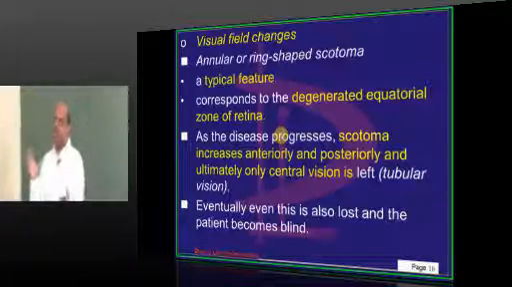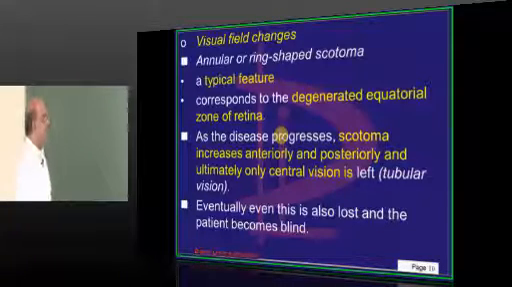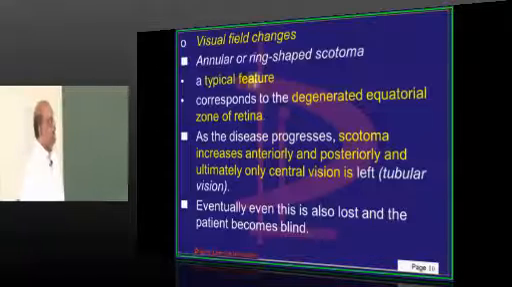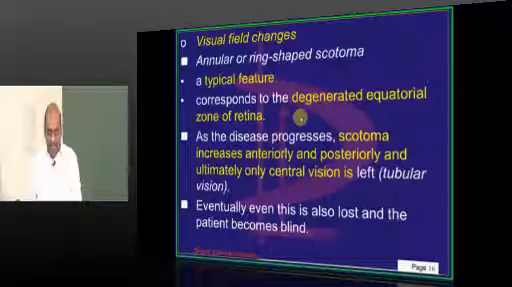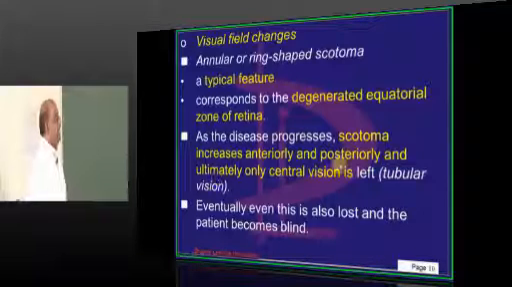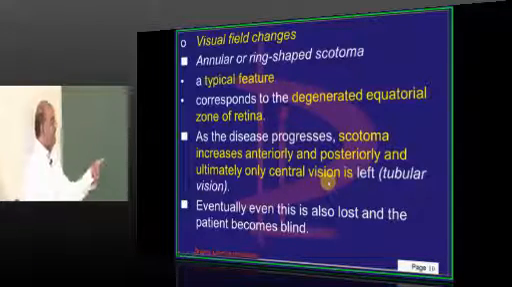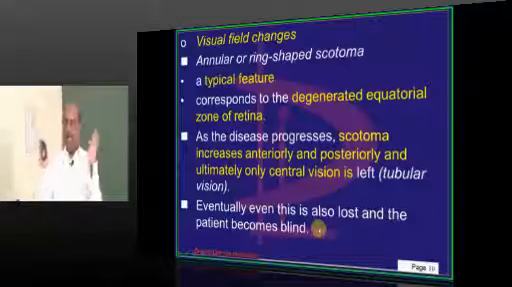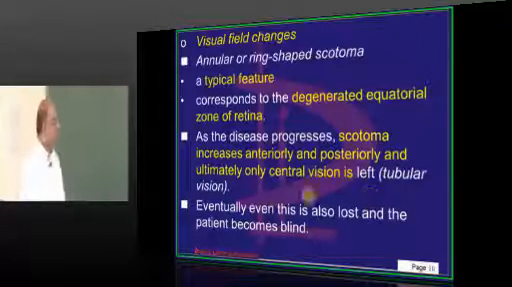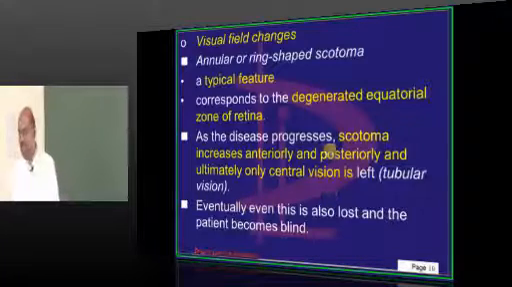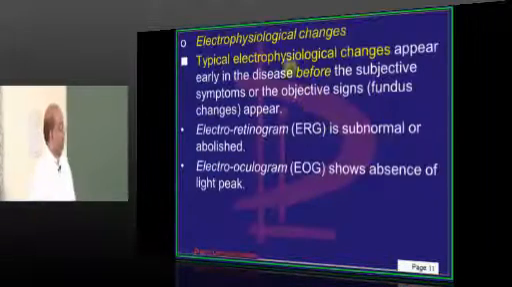So what kind of visual field defects? There can be a ring-shaped scotoma, which is a very typical feature. It is there along the equatorial area of the retina. Ultimately it will be spreading both anteriorly and posteriorly, and what is left is only a central vision. Hence what you have is called tubular vision, is what needs to be remembered.